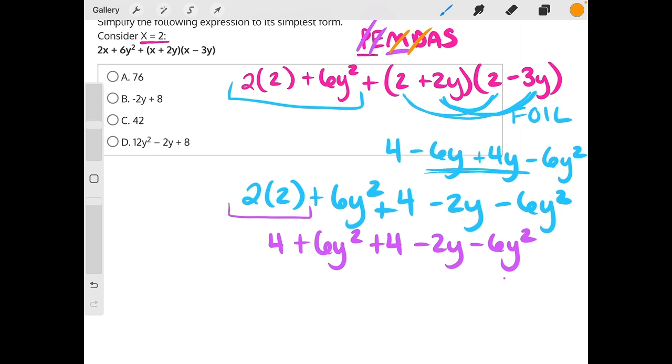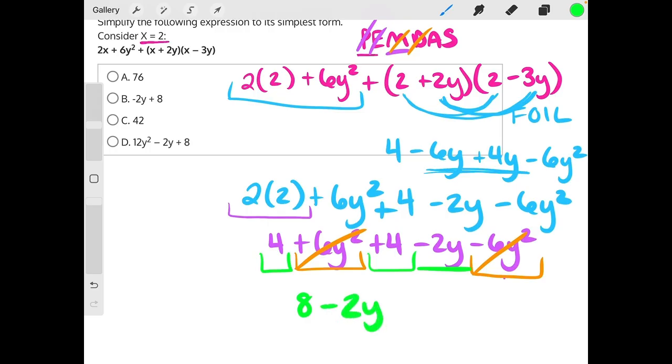So we're essentially combining like terms. Here we have a positive 6y squared and a negative 6y squared. These are going to fully cancel each other out. Otherwise, the only other like terms we could add or subtract is this 4 and this 4 here. Both are positive, so we'd add those two together and get 8 with our last remaining term that didn't have any like terms, minus 2y.